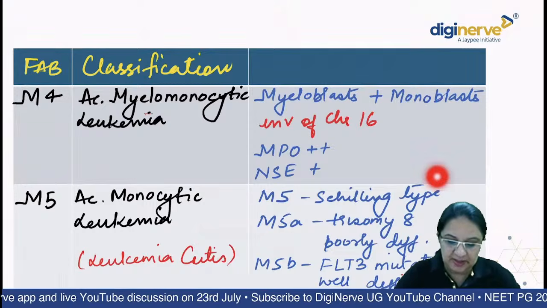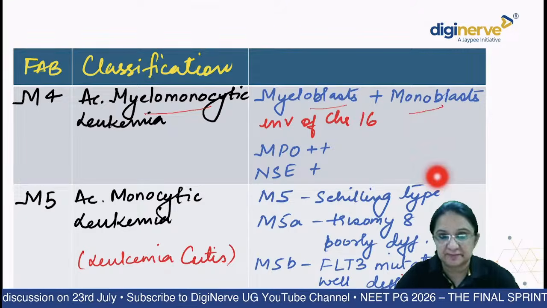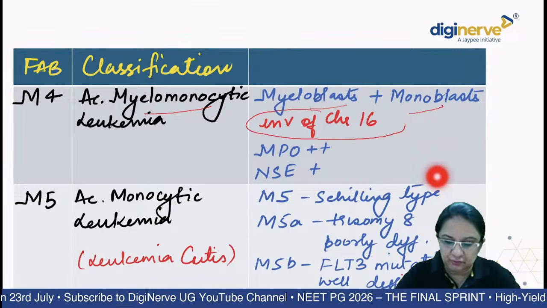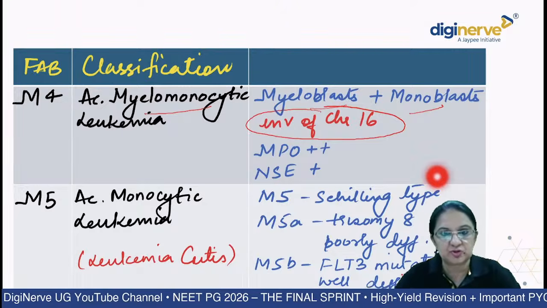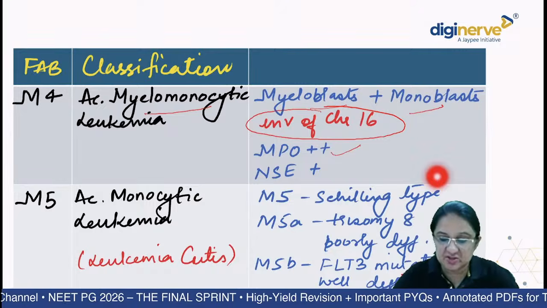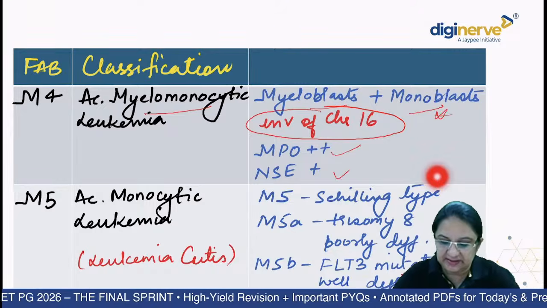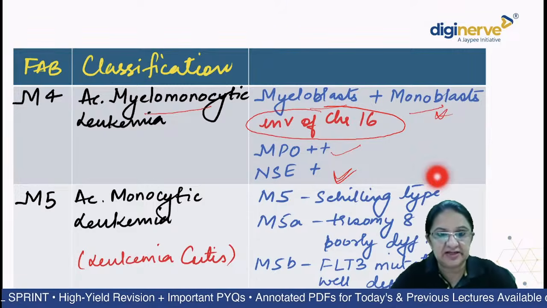M4 is acute myelomonocytic leukemia. You see myeloblast plus monoblast. There is inversion of chromosome 16, right? The genetic defect here is inversion chromosome 16. The cells are MPO positive because they are myeloblasts. Because of monoblasts, they are NSE positive also, non-specific esterase, right?